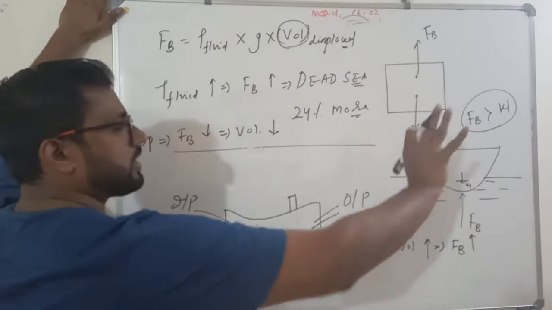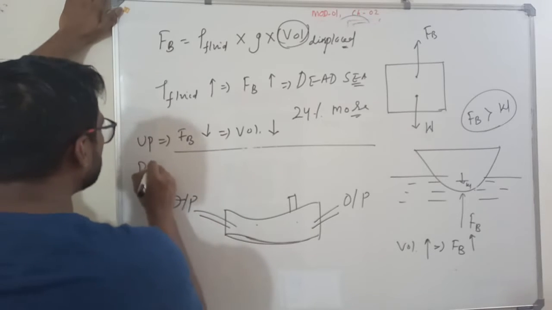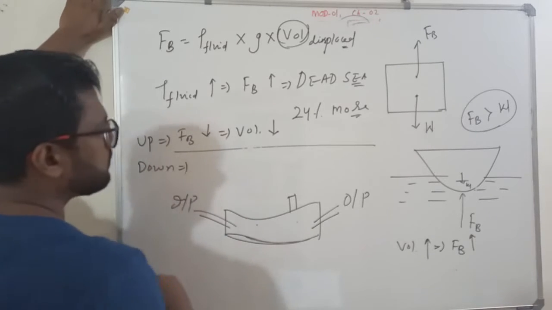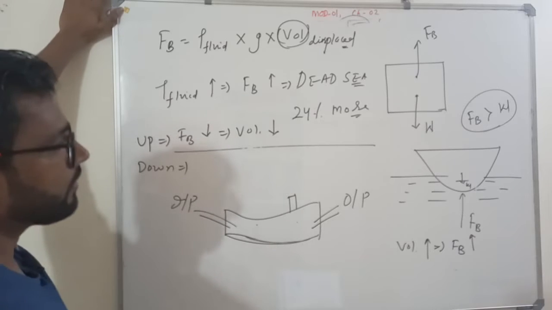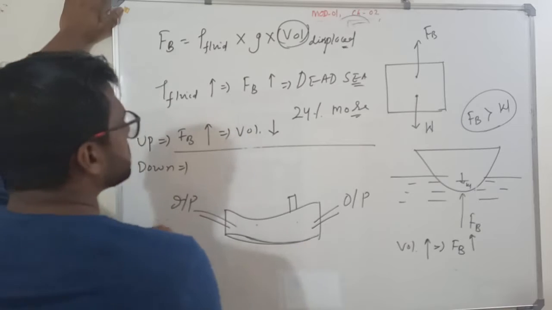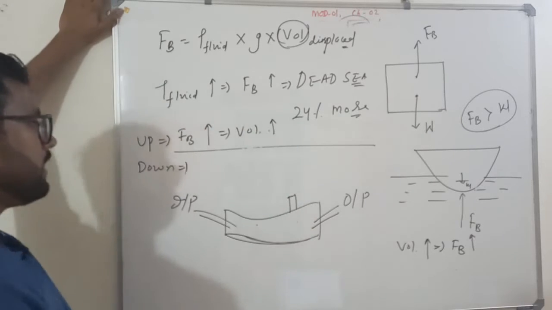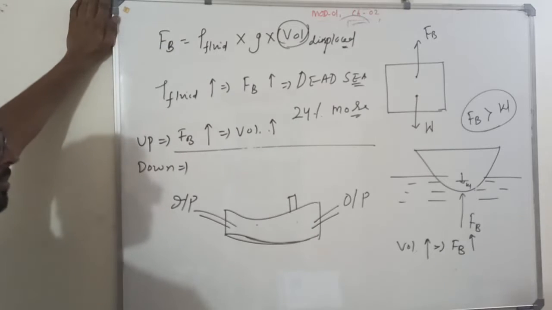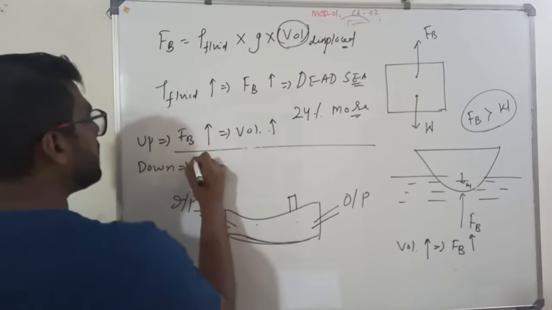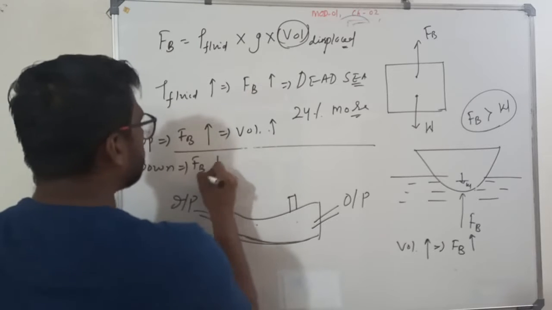So output it will start taking. Now, if it has to move up, it means the force of buoyancy should be more, which means the volume should be more. Now, if it has to move down, the force of buoyancy should be less. Anyhow, the weight is constant, it cannot change its weight. So the force of buoyancy should be less.